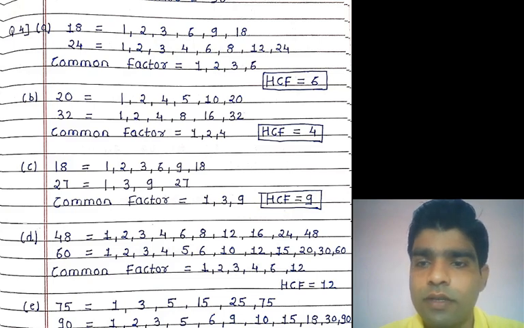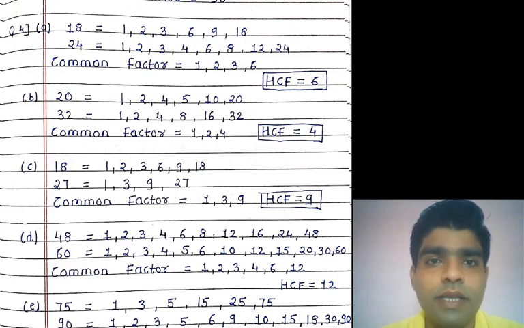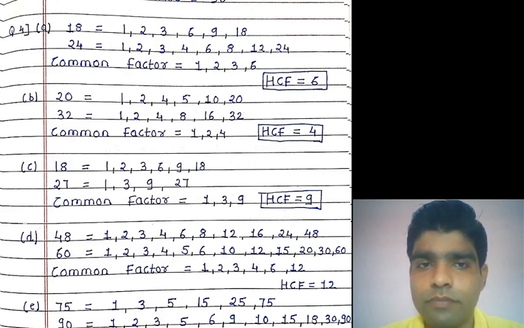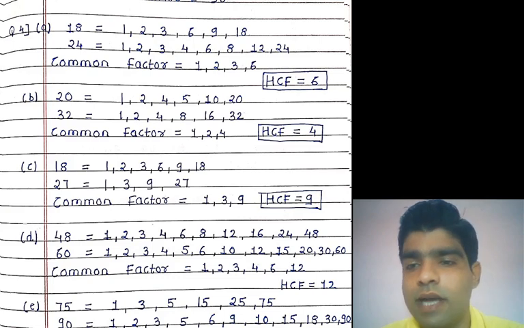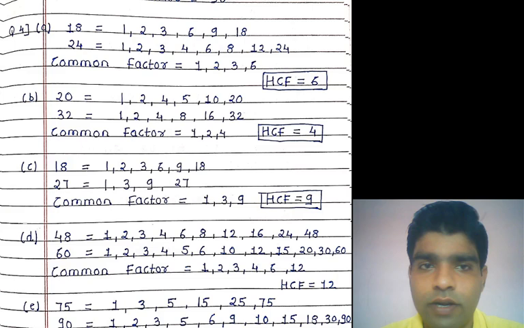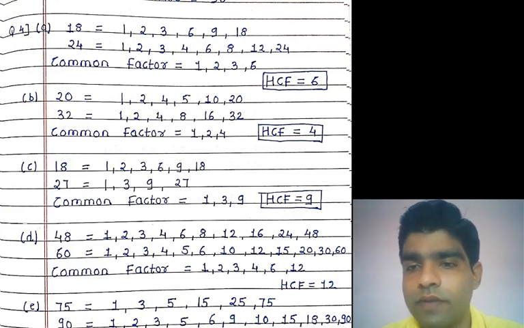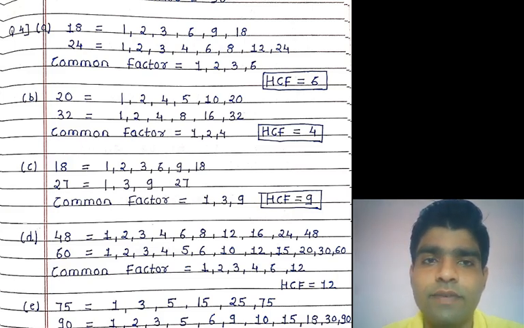First, the factors of 18. 1 is always a factor. 2 is also a factor, because 2 nines are 18. 3 is also a factor of 18, because 3 sixes are 18. 6 is also a factor, because 6 threes are 18. 7 is not a factor of 18, because 7 ones are 7, 7 twos are 14, and 7 threes are 21, so 18 does not come.